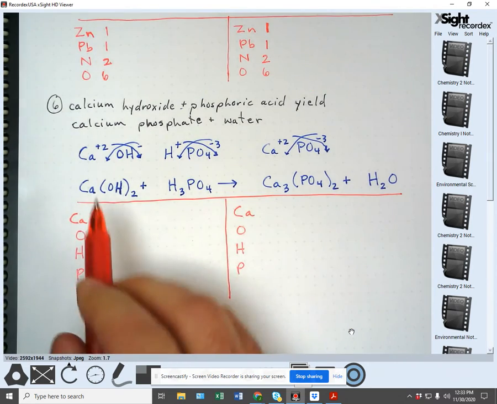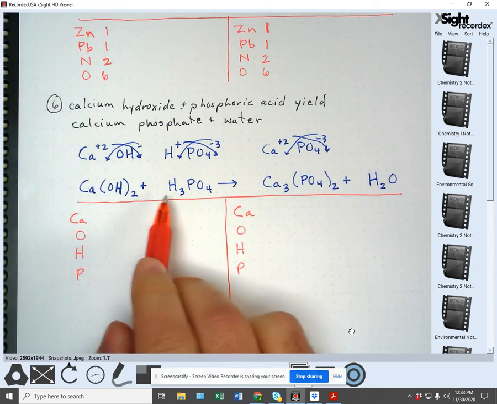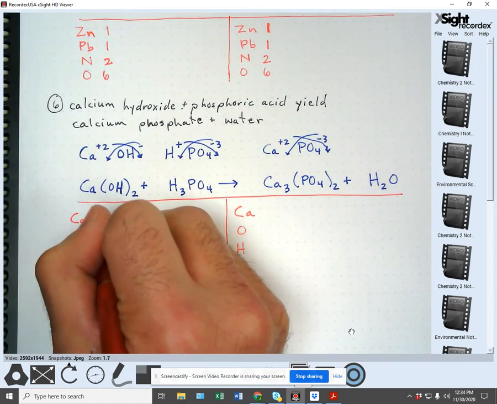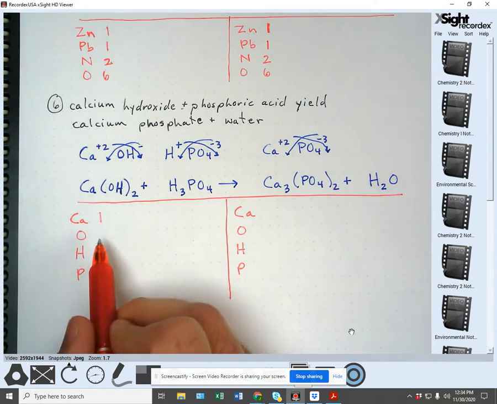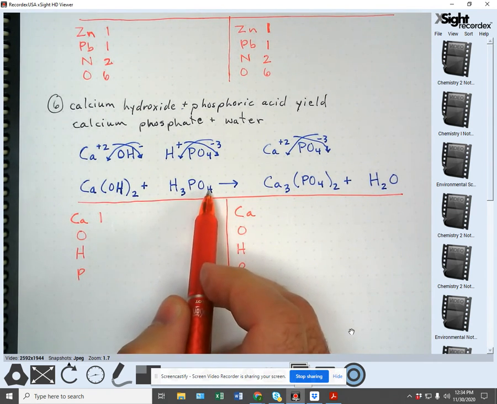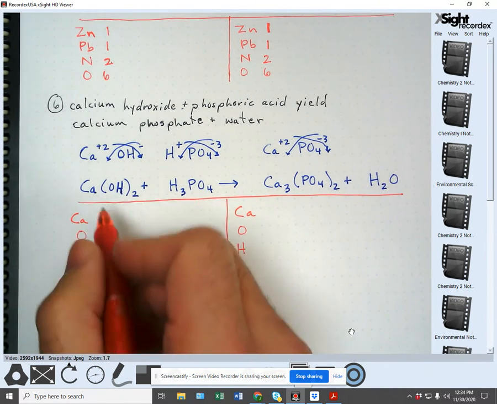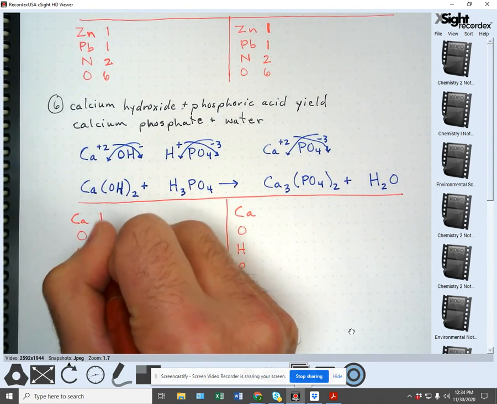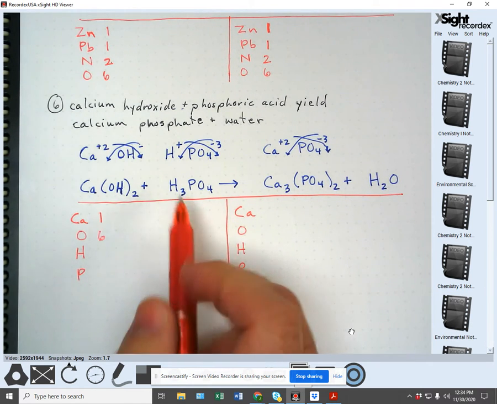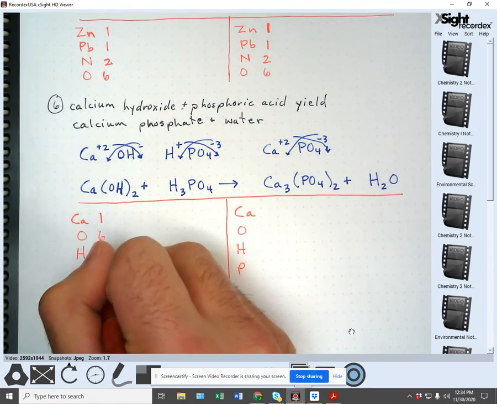Okay, so let's look over on the left side on the reactants first. Calcium, I've only got one calcium. Remember, the 2 only goes to the stuff in the parentheses, so I've got 1 calcium. Oxygens. I've got here 2 times 1, so 2 oxygens here. Over here, I've got 4. So you add those, 2 and 4 gives me 6 oxygens. Hydrogens. Here I've got 2 times 1, so 2 hydrogens, and over here I've got 3 hydrogens, so 2 plus 3 is 5.